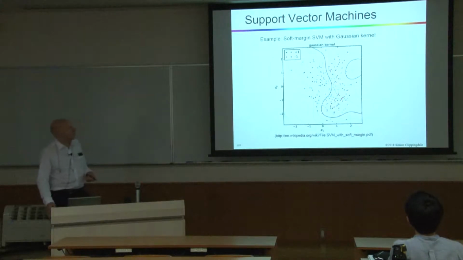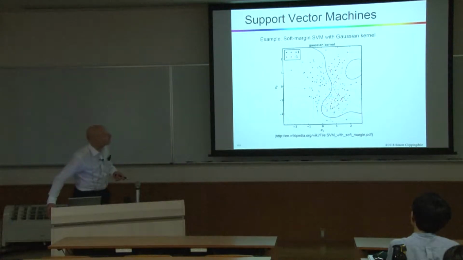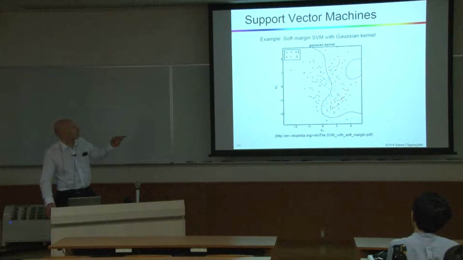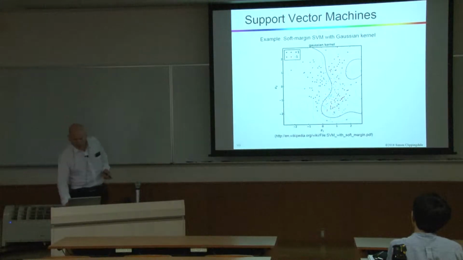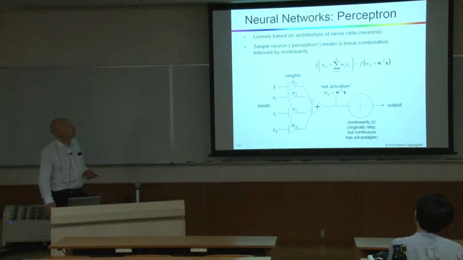Here's an example of a soft margin support vector machine, again with the Gaussian kernel. Here's the decision boundary between the blue class and the red class. In fact, I think it kind of looks like there are 3 classes in there. And some of these points are misclassified, as you can see. So anyway, I'm not going to say any more about support vector machines. We'll move straight on to neural networks.